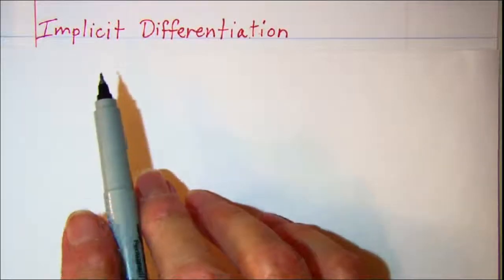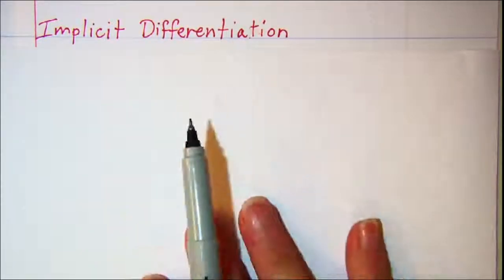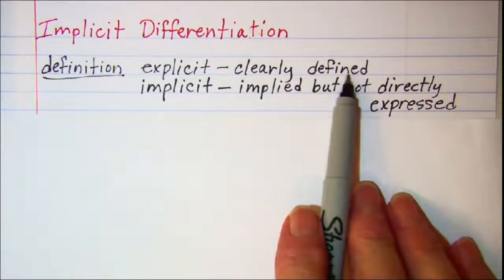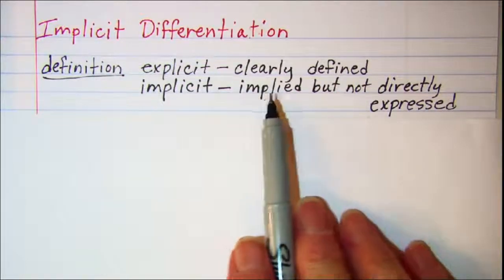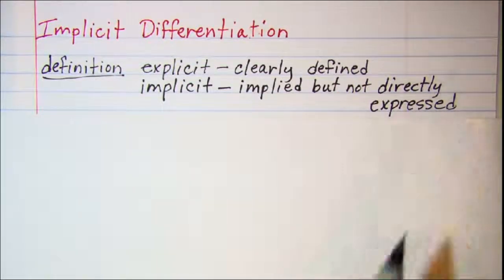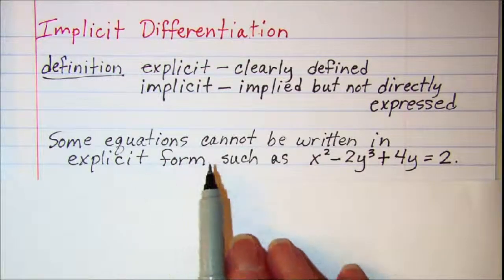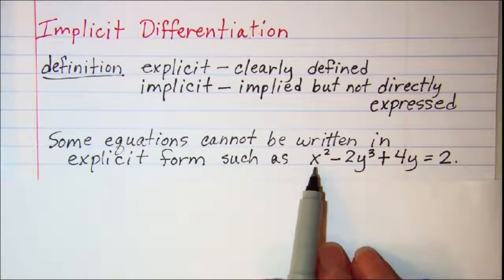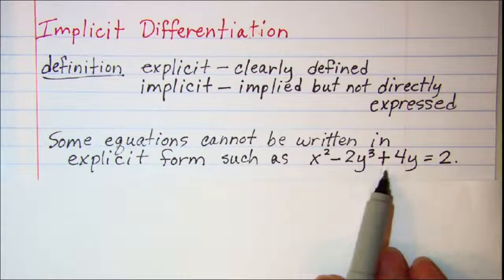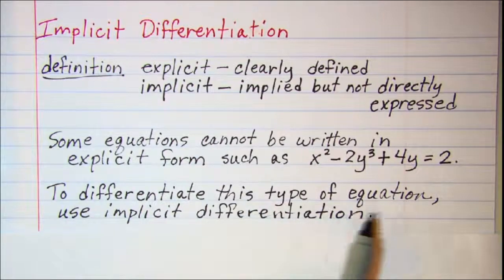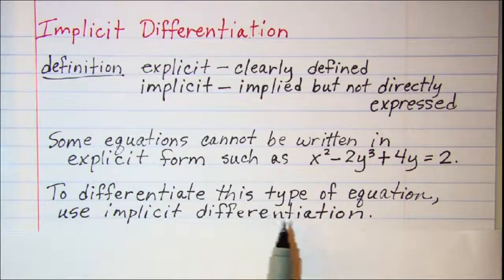In this video, we'll be talking about implicit differentiation. By definition, explicit means clearly defined, and implicit is implied but not directly expressed. Some equations cannot be written in explicit form. For example, x squared minus 2y cubed plus 4y equals 2. If you tried to solve this for y, you wouldn't be able to. To differentiate this type of equation, use implicit differentiation.